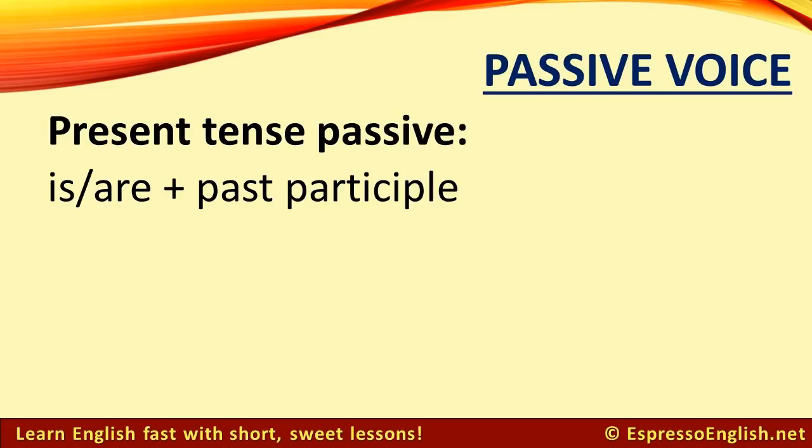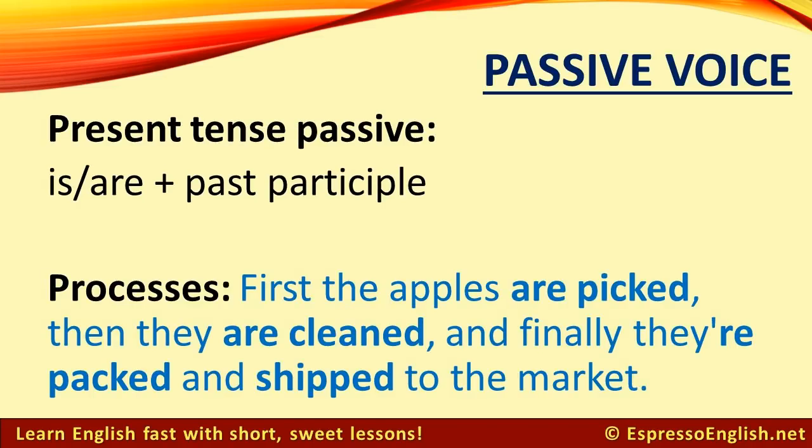To form the passive voice in the present tense, use is or are plus the past participle. We often use the present tense passive for processes. For example, first the apples are picked, then they are cleaned, and finally they are packed and shipped to the market.